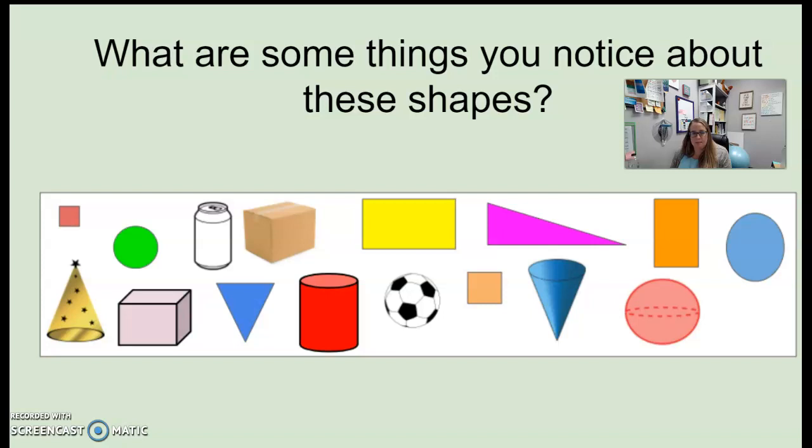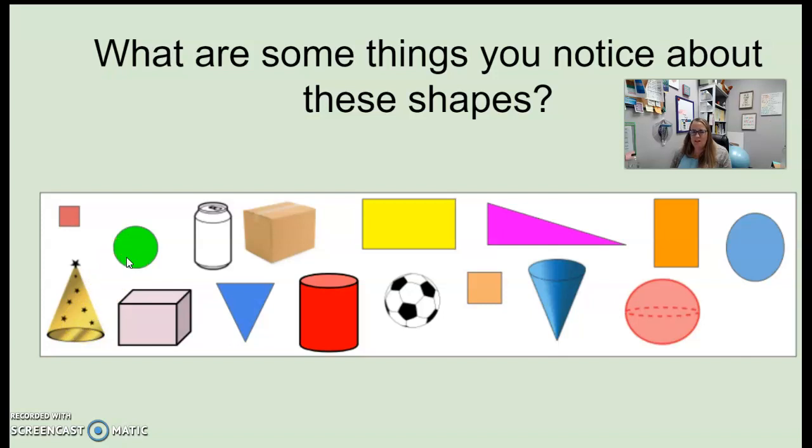Come back to me in 3, 2, 1. Tell me something. What is something that you notice? Ooh, I see a soccer ball too. I like to play soccer. What else do you see? I see a square right beside it. I see a party hat. Ooh, I see a circle.